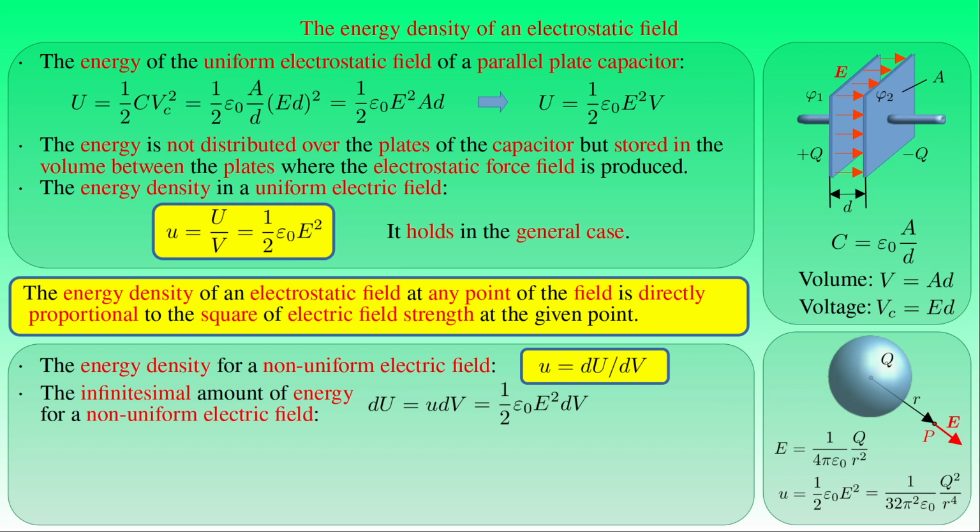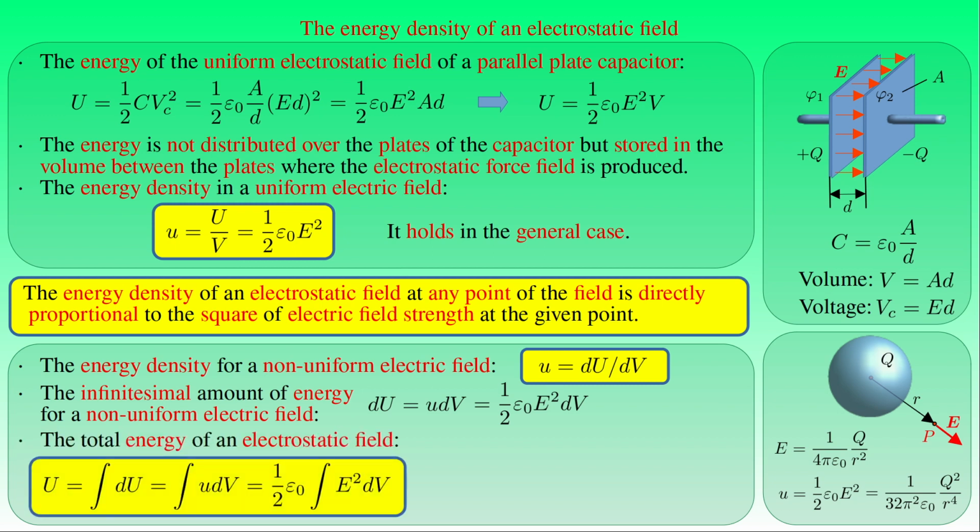The total energy of the electrostatic field is equal to the integral of the infinitesimal quantity dU, or the volume integral of the energy density lowercase u. And as the formula shows, the general expression of the energy U of a non-uniform electrostatic field is given by 1 over 2 times the vacuum permittivity epsilon naught, times the volume integral of the square of the electrostatic field strength E.